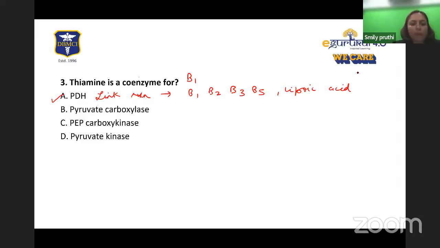Okay. Then pyruvate carboxylase will use B7. Then PEP carboxykinase, PEPCK, or any kinase will use magnesium, right? Mostly kinases use magnesium. Pyruvate kinase uses potassium more than magnesium, right? So these are the few questions repeatedly asked.